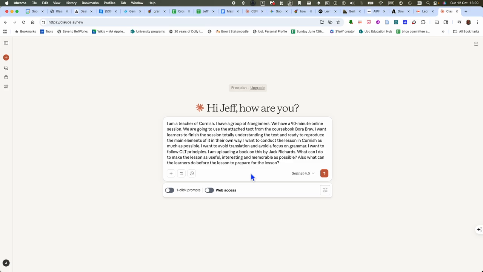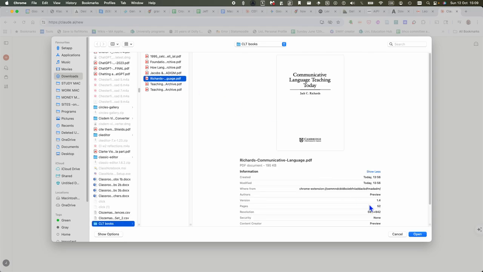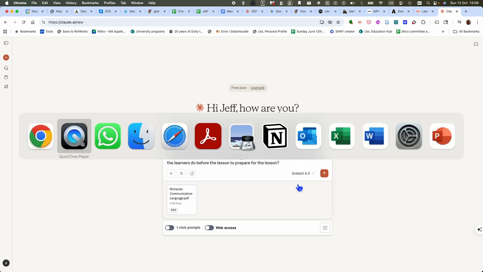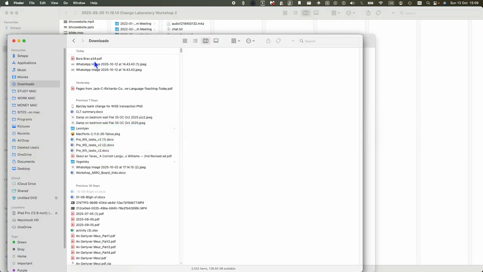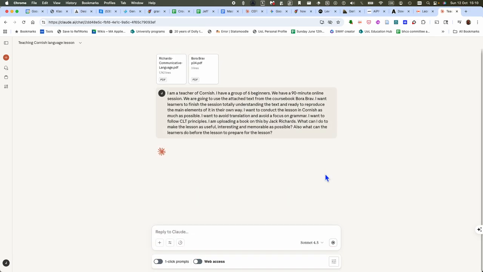There are 2 ways usually of uploading text. You can press the plus here, or you can simply drag and drop. Let's try both. For one text, I'll press the plus and I'll find the Richards. So that's the Richards book. And for the other one, let's try dragging and dropping. Here's my dialogue. I'm simply putting it in there. Okay, let's press enter and see what happens.